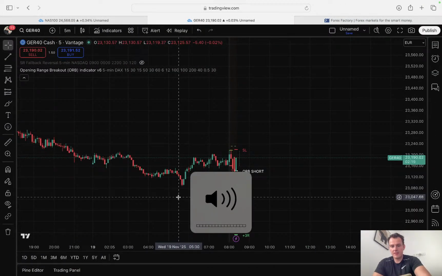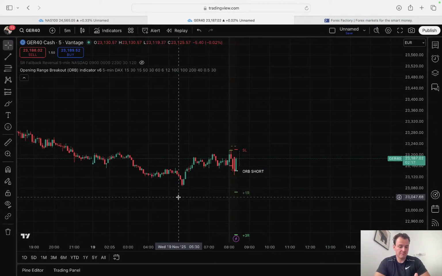So we should be live here trading the DAX. Just gonna share the setup. We right now have an ORB short on a 5-minute time frame. So no trades so far this week, only a few trades.